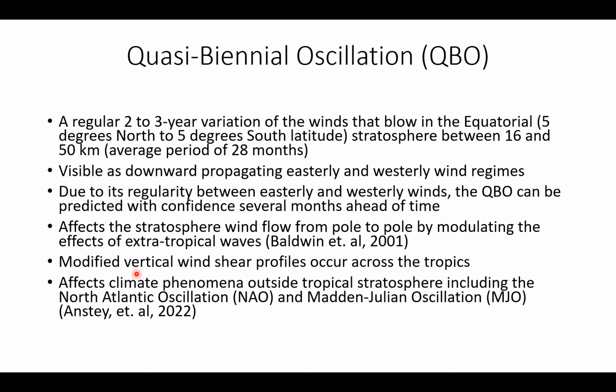The QBO also results in modified vertical wind shear profiles that occur across the tropical regions. When I say vertical wind shear, what I'm referring to is a change in wind direction or speed with height over the tropical areas. And the QBO is also known to affect climate phenomena outside the tropical stratosphere. It can affect teleconnections or those climate drivers, including the North Atlantic Oscillation, the NAO, as well as the Madden-Julian Oscillation, the MJO. And that was discovered by research conducted by Anstey et al. back in 2022, fairly recent research.